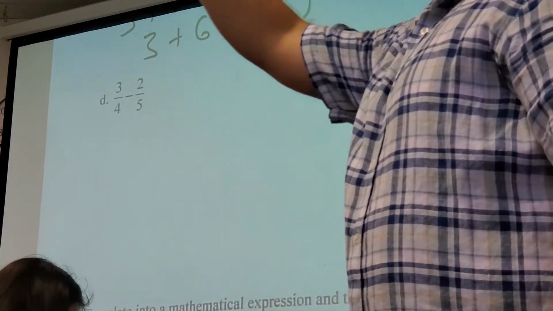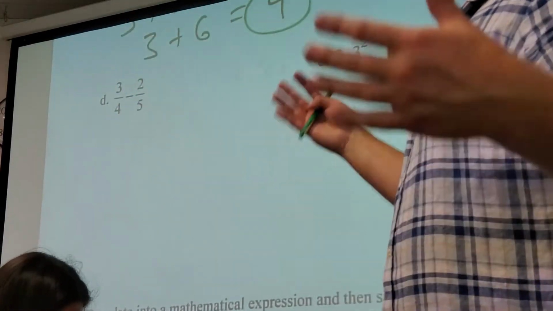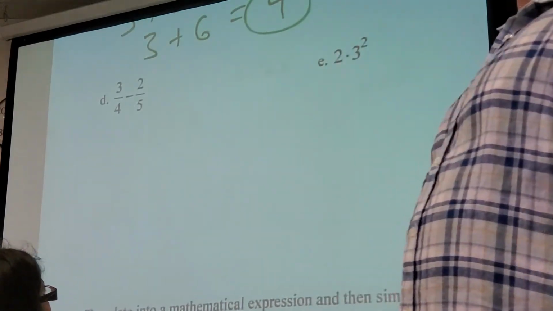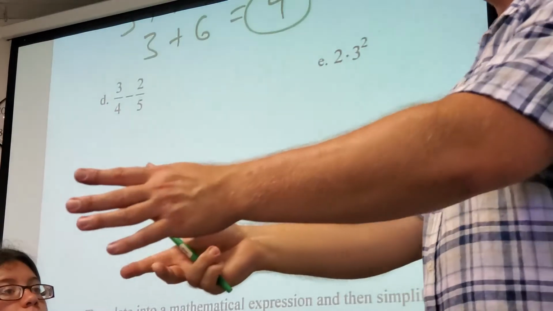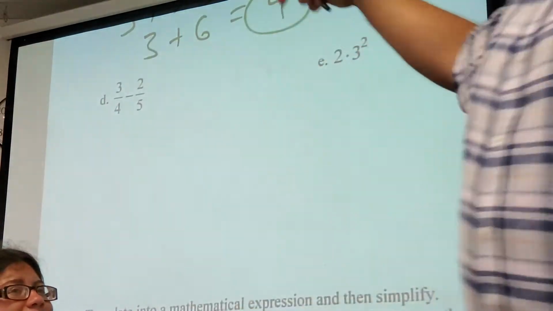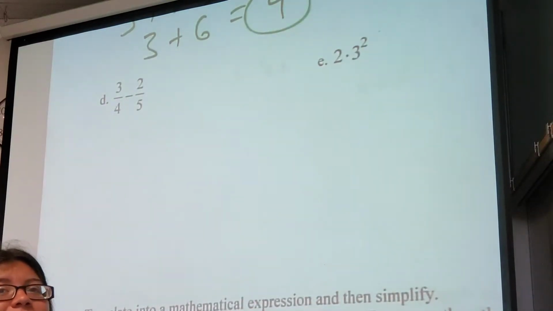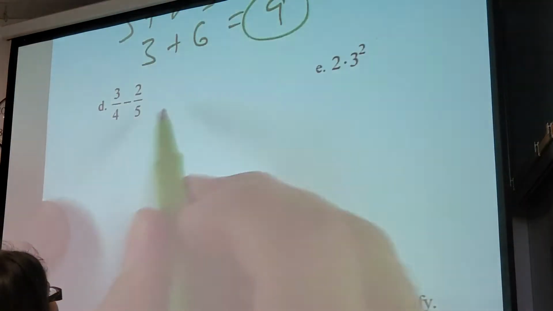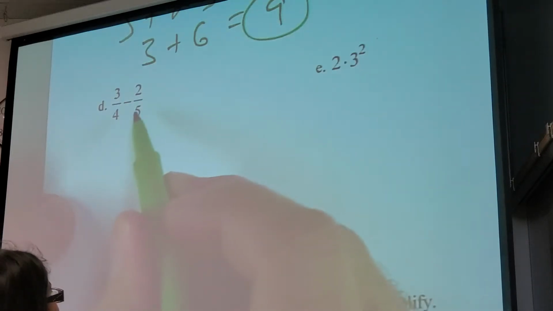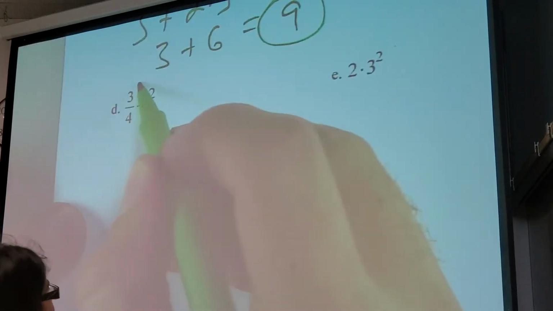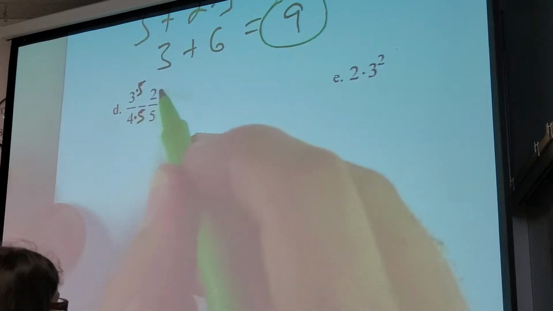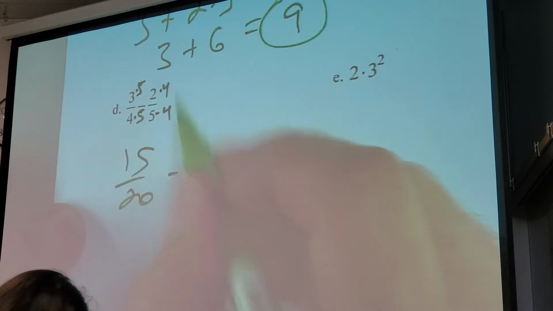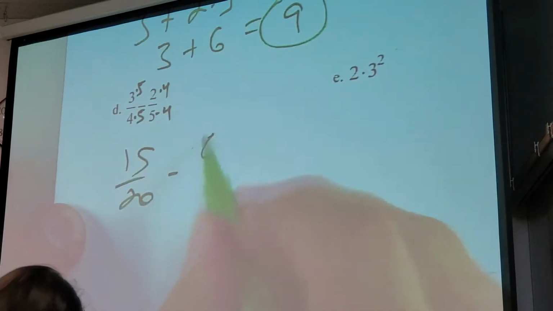I could put 3/4 minus 1/4, because now I know how many fourths I've got. This is 3/4 minus 2/5. How many whats do I have? I don't know. They're not like terms. Common denominator. So here the common denominator is easy because they both need each other, right? This one needs the 5. This one needs the 4. So you get 15/20ths minus 8/20ths.